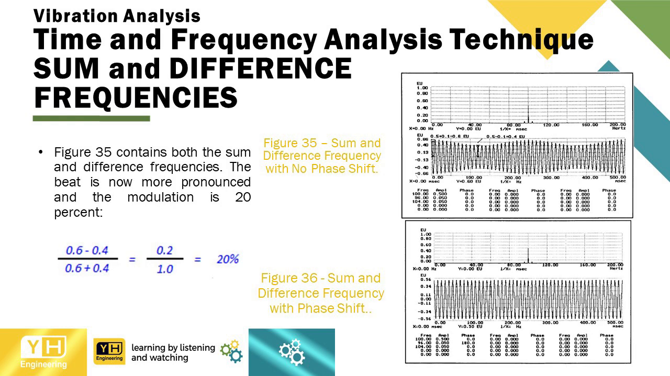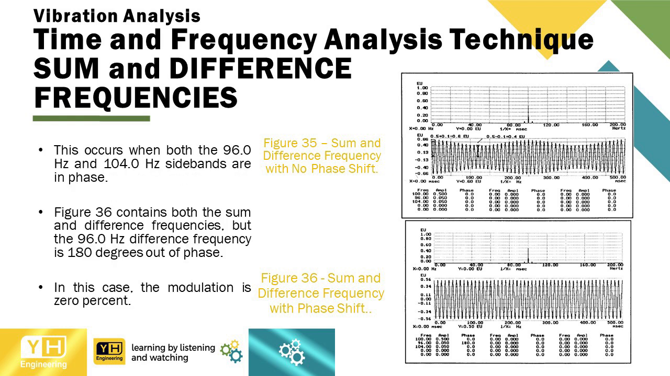Figure 35 contains both the sum and difference frequencies. The beat is now more pronounced and the modulation is 20%, calculated by (0.6 minus 0.4) divided by (0.6 plus 0.4), equal to 0.2 divided by 1.0, equal to 20%. This occurs when both the 96.0 Hz and 104.0 Hz sidebands are in phase. Figure 36 contains both the sum and difference frequencies, but the 96.0 Hz difference frequency is 180 degrees out of phase. In this case, the modulation is 0%.